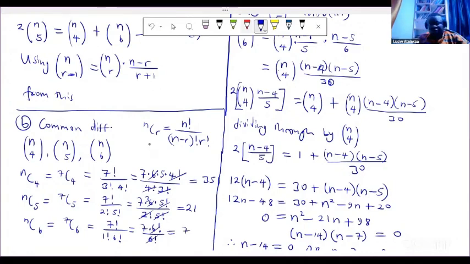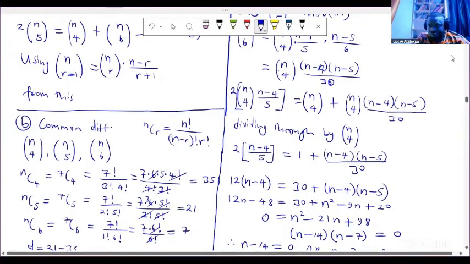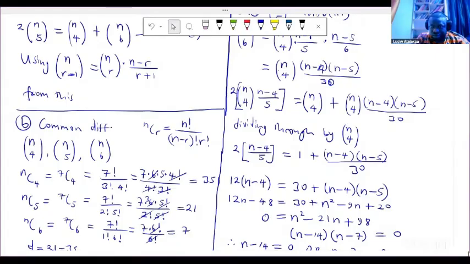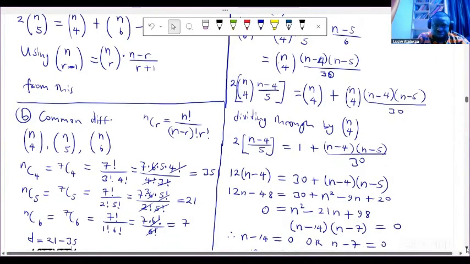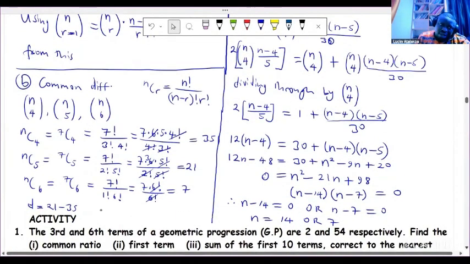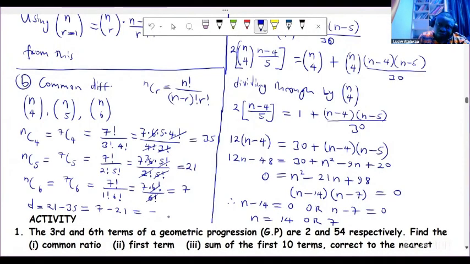So common difference d is, we do 21 minus 35. Right? Or 7 minus 21. Either way you go, you will get negative 14. That is the value of the common difference. I hope that is taken.